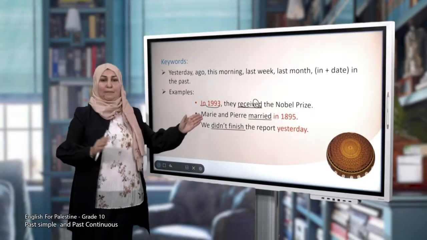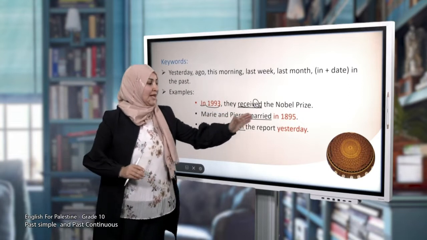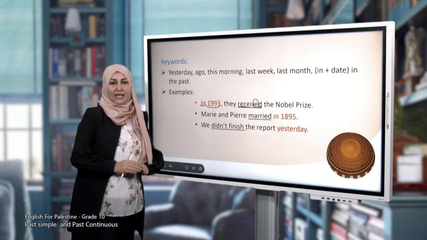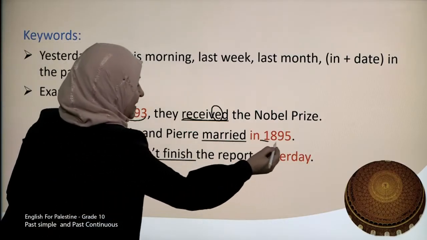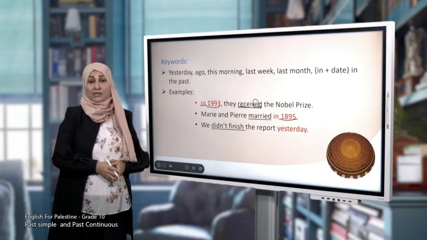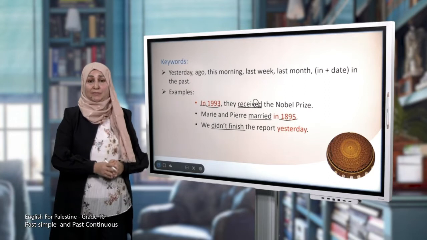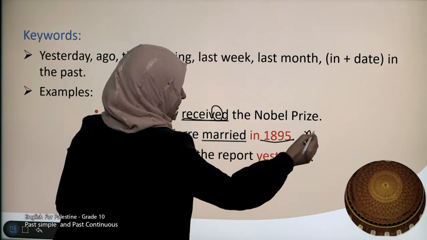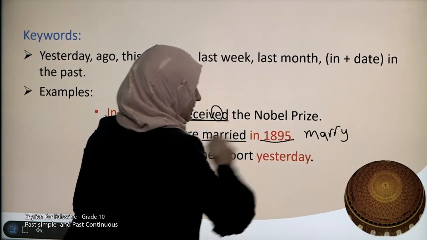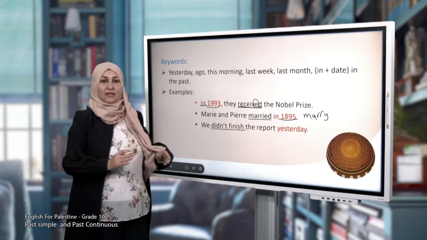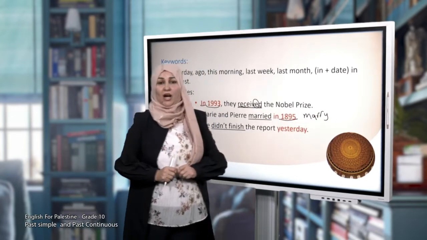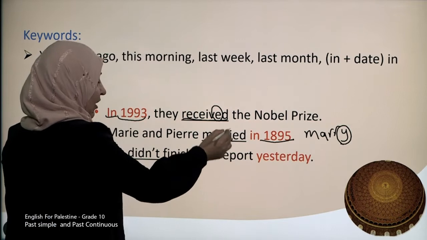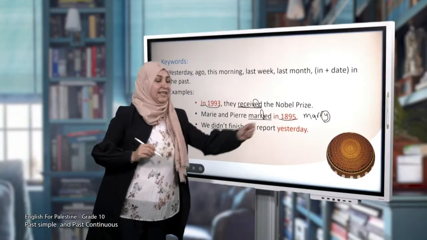Number 2. Mary and Pierre married in 1895. The action happened in 1895 and this date was in the past, so we use simple past. The verb here is marry. So notice that the verb ends with y, so we change the y into i and add ed.